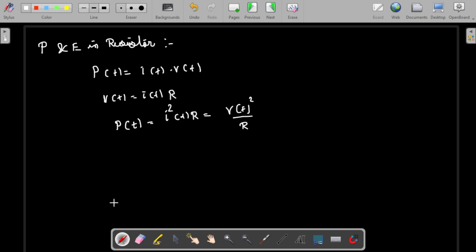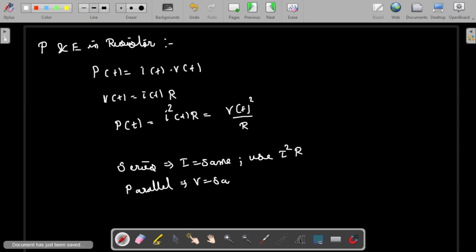In a series circuit, I is the same. So if I is the same, use this formula, that is I square R. If the circuit is in parallel, then the voltage will be the same. So V will be the same, and then we have to use V square by R. So these are two formulas we have to use based upon the circuit.